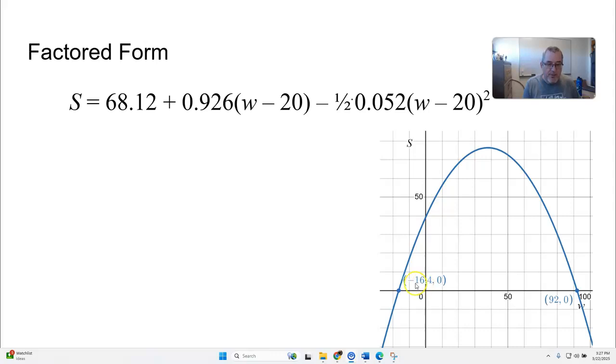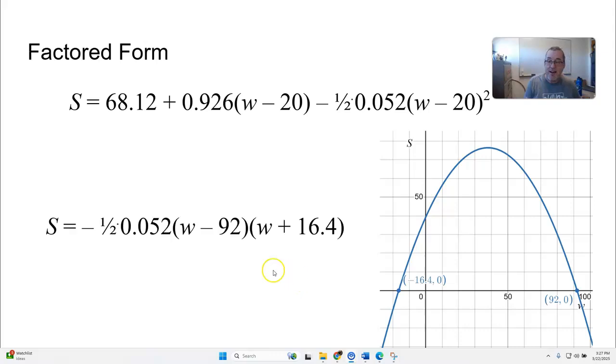So the first factor is going to be found by looking at this zero. So if you input a negative 16.4, you output a 0. If you input a 92, you output a 0. And so my factors are this. Now, that leading coefficient, or the quadratic coefficient, still is there: negative 1/2 times 0.052, half of those second differences, which were negative.